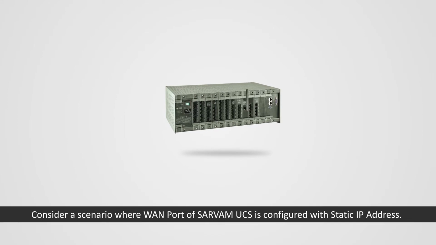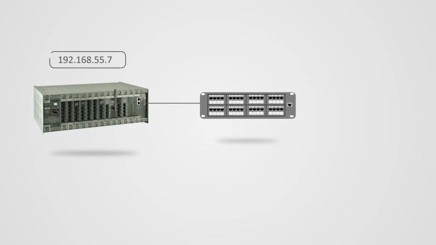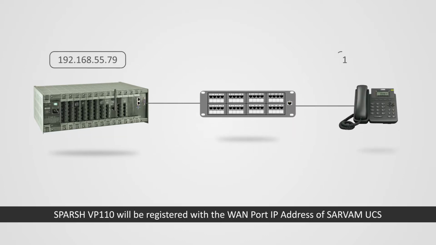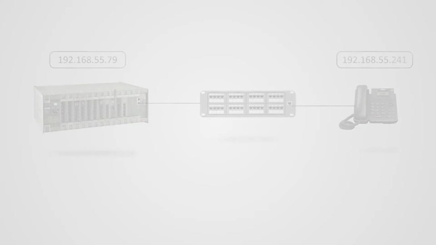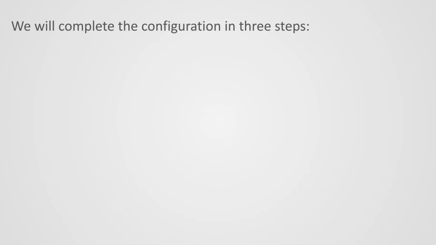Let us go through the configuration now. Consider a scenario where WAN port of SARVAM UCS is configured with static IP address. SPARSH VP110 will be registered with the WAN port IP address of SARVAM UCS. Let us move on to the configuration steps. We will complete the configuration in 3 steps.